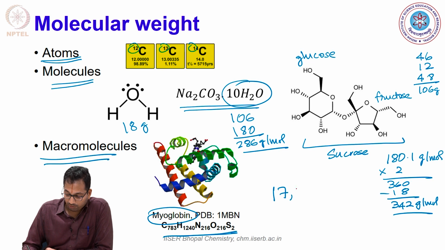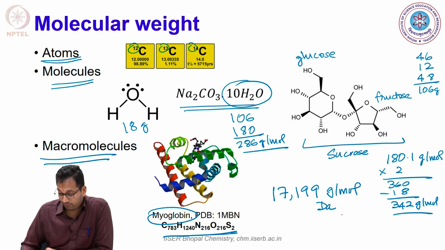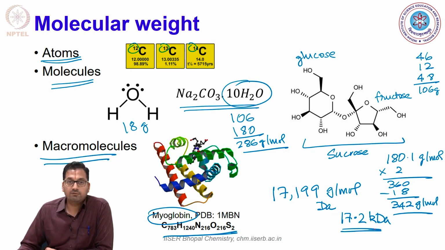This is about 17,199 grams per mole. Generally in the field of proteins, this is going to be called Dalton. So this is also referred to as 17.2 kilodalton, which indicates the molecular weight of myoglobin.